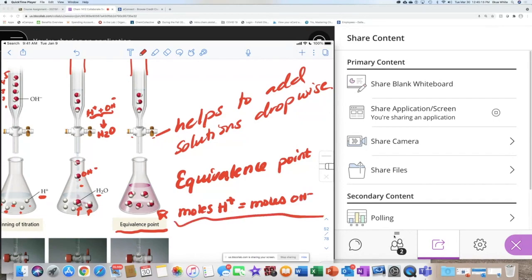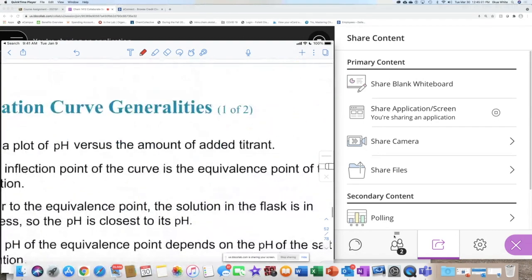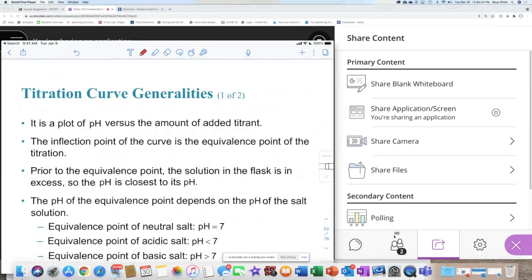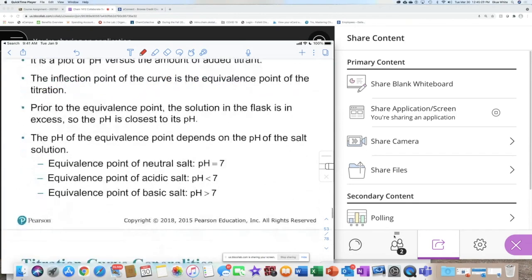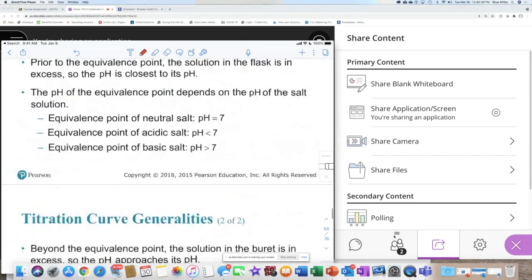Okay, and this is where we stop. No, not in the lecture. This is where we stop in our titration. It's over. So let's see. The other thing you want to know about titration curves. For this part here, I just go over generalities. We talked about this before, right?